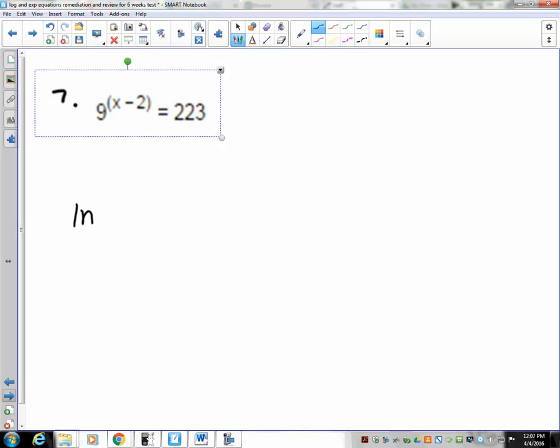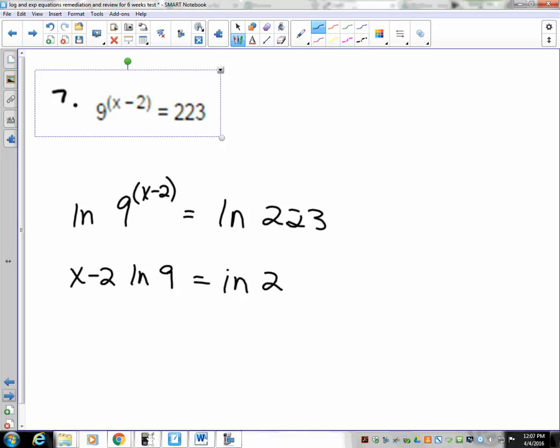So natural log of 9 to the x minus 2 equals, now don't forget to do it on the right side. Now power property. So x minus 2 times natural log 9 equals natural log of 223.